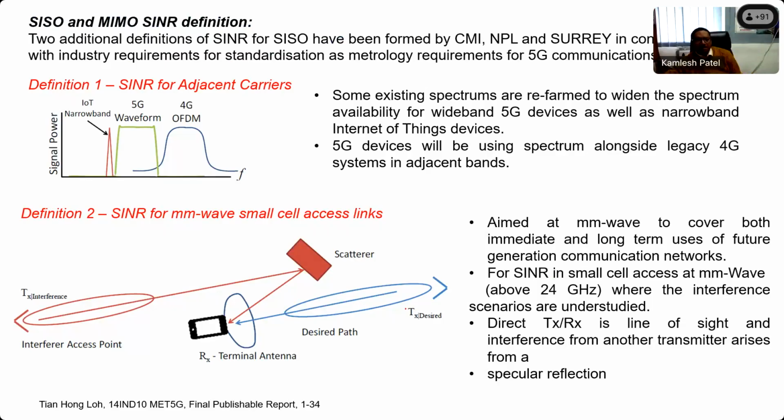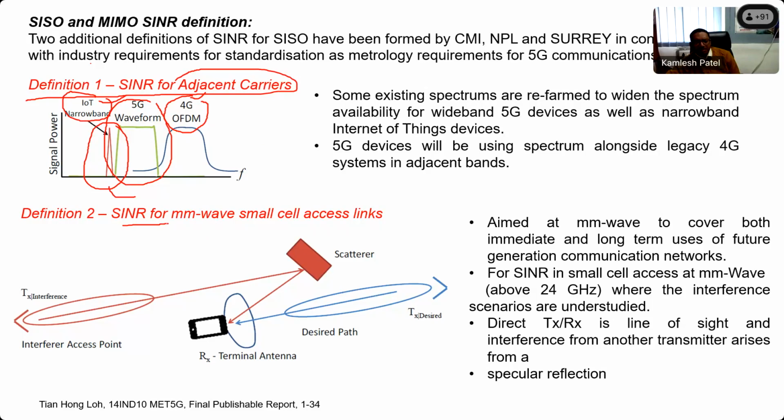So the first definition takes care of the adjacent carrier. We want to transmit the 5G waveform, but at the same time, the nearby frequency is sending IoT data or IoT communication, as well as 4G OFDM. So there's a possibility that the 5G waveform gets interfered with by the 4G waveform as well as by the IoT narrowband. So the definition of the SINR should take care of the interference from these two signals.